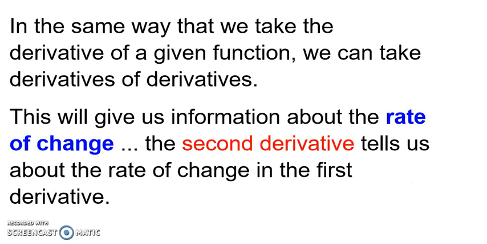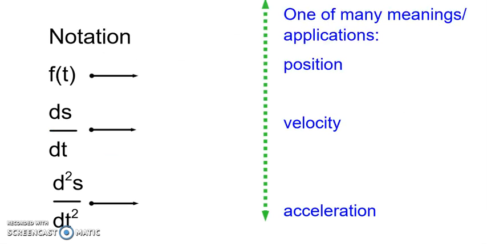So in the same way that we can take the derivative of a given function, we can take derivatives of derivatives. This will give us information about the rate of change. The second derivative tells us about the rate of change in the first derivative. Okay, so what exactly does that mean?